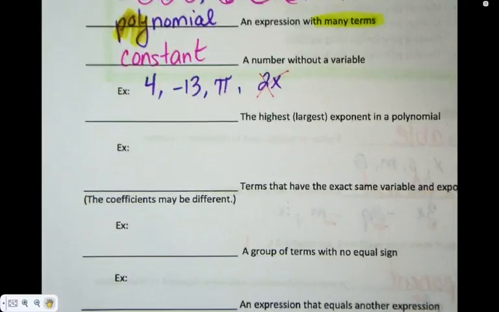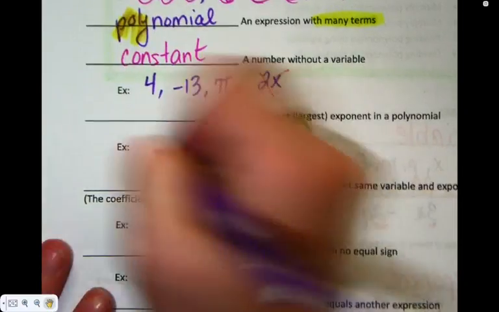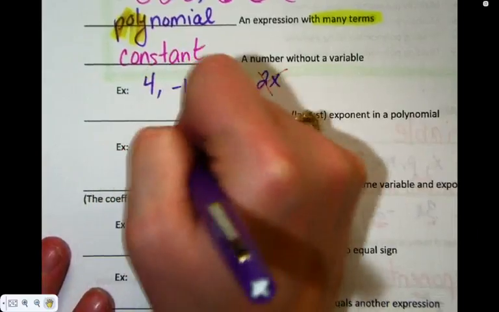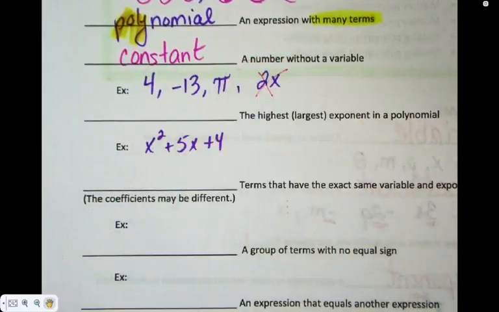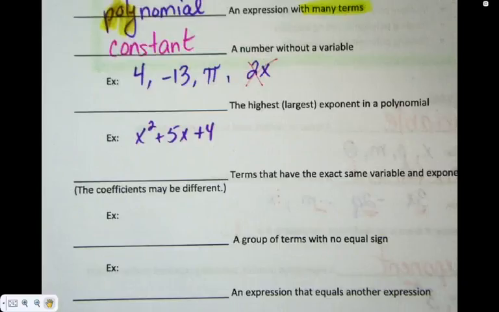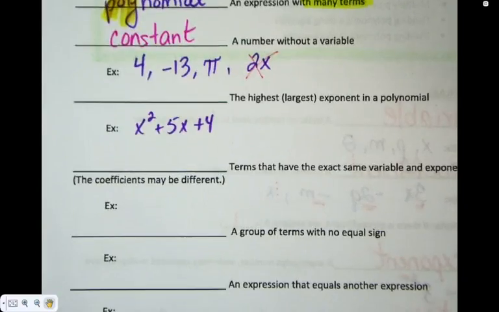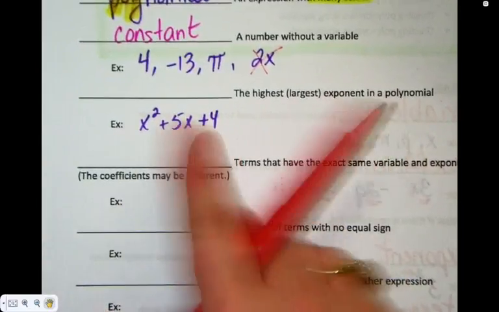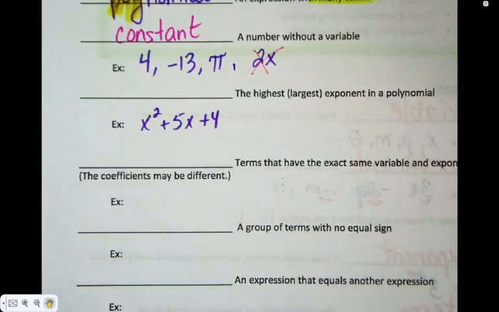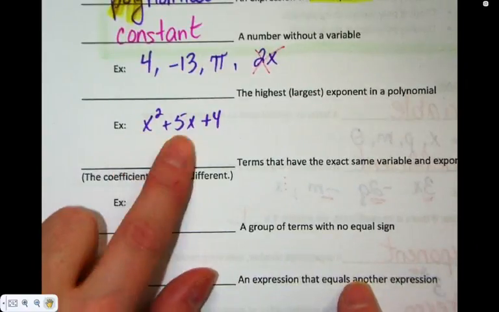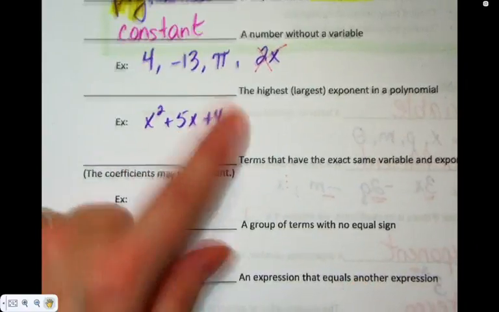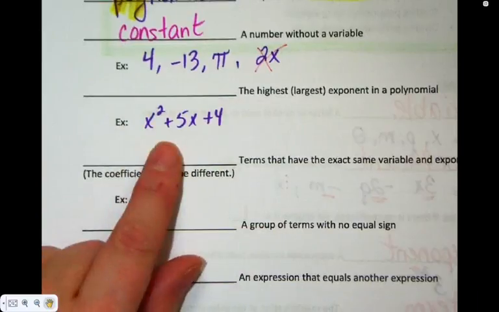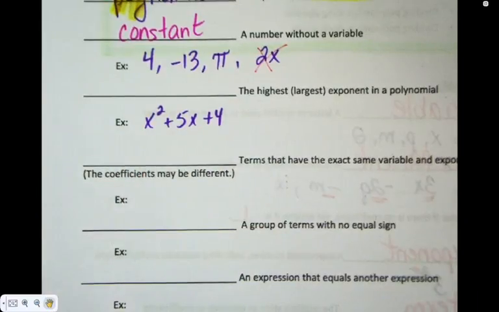The highest or largest exponent in a polynomial. Okay, let me give you an example first. X squared plus 5x plus 4. So there's actually lots of vocabulary words that describe this. If I wanted to talk about the number of terms, how many terms does this guy have? Well, the plus and minuses divide terms. So x squared is a term, 5x is a term, 4 is a term. So what would I call this whole thing? A trinomial. That's not what this one is referring to.